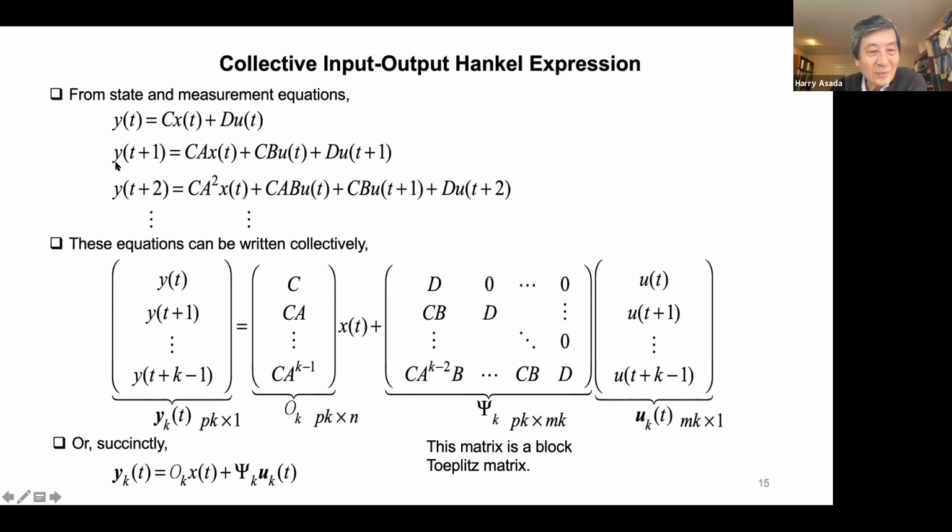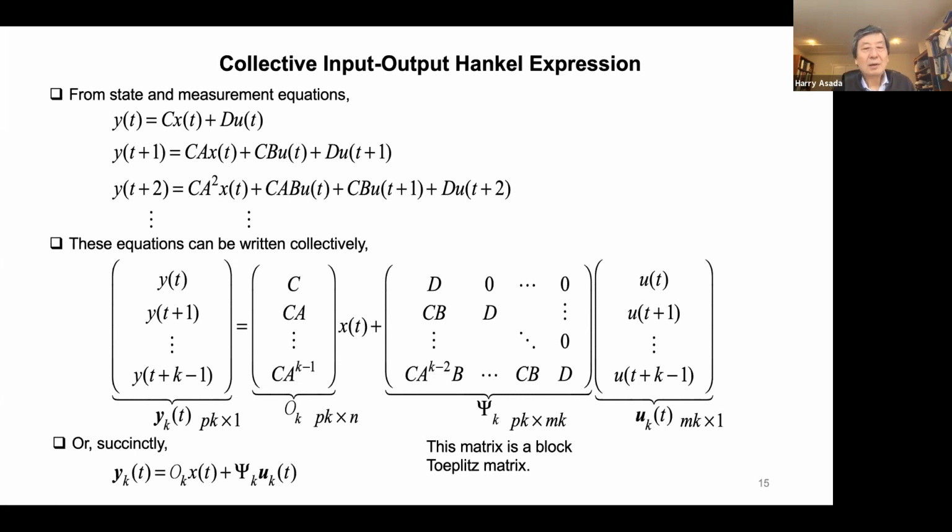Let's next write y_{t+1}. y_{t+1} is basically this, and this becomes x_{t+1}, and x_{t+1} can be written as Ax_t plus Bu_t. So just putting it in here, we can write it this way. Now we are moving forward. For y_{t+2}, you get CA squared x_t, and then CAB u_t, like this.